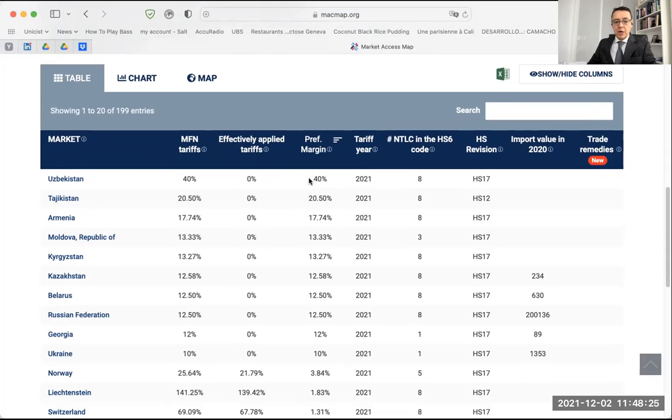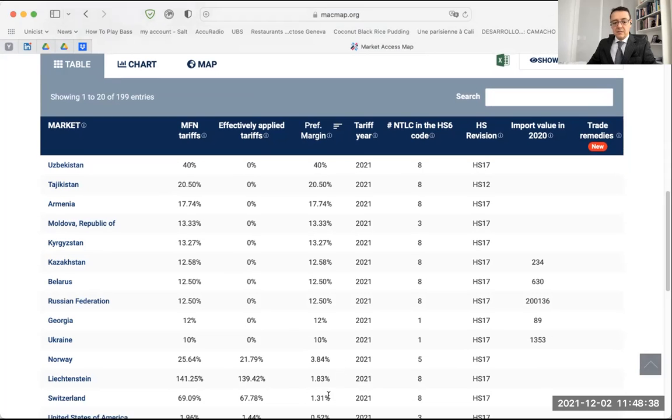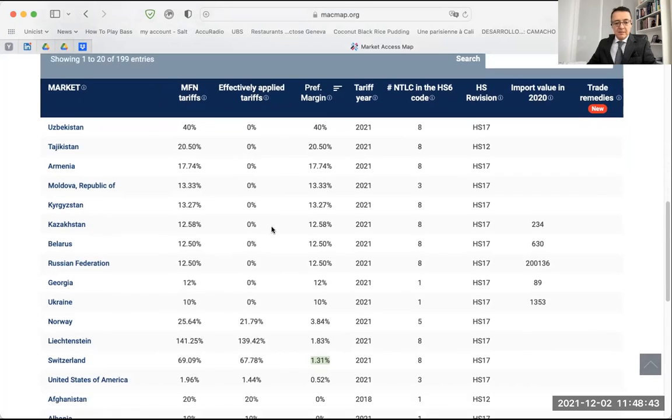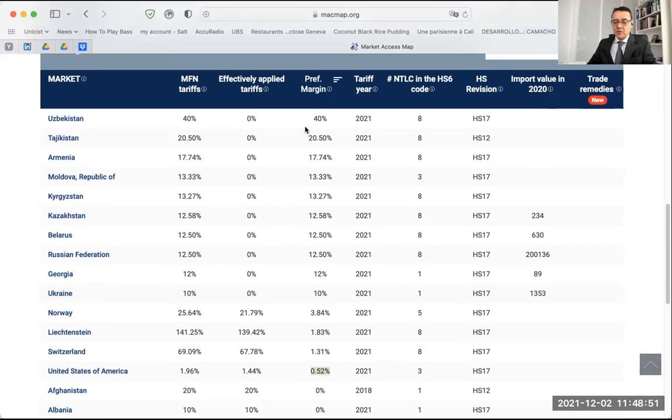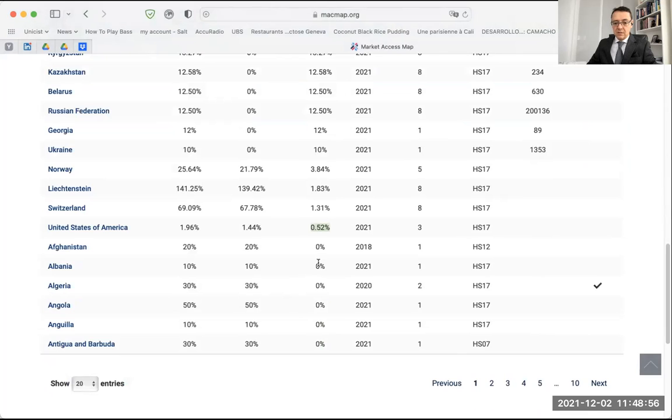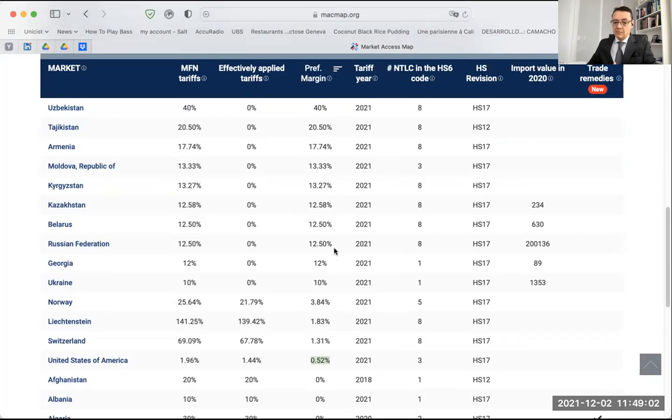So we've got the lowest margin in Uzbekistan, where we have to swallow a 40% tariff. So all of these tariffs are fairly expensive. In Switzerland, we face 1.31%. So possibly, I don't know, interesting. In the US, we face 0.52%. So there's actually very few countries that apply tomato tariffs to us. The rest of the world, you can see that the rest of the list has 0%. That's interesting.